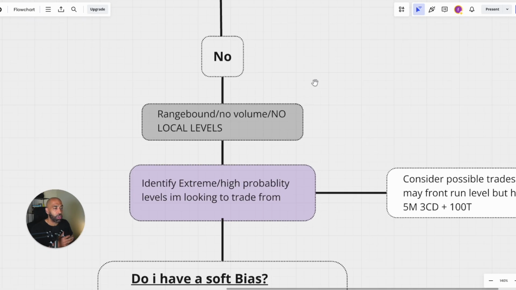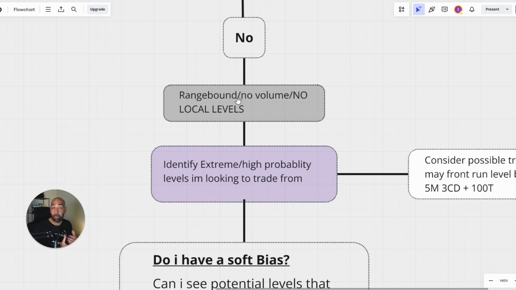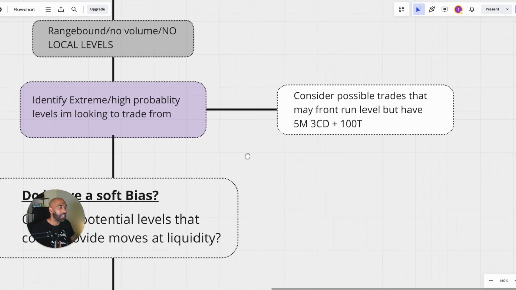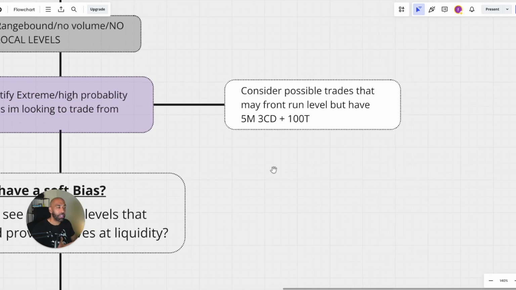And that's why we've got in here, maybe it's a range bound day, maybe there's no volume, maybe the books are thin on the Bookmap, there's no liquidity, there's no big orders. So we have to look at that. If that is the case, I still need to identify my high probability levels that I'm looking for to trade. Whereas this time, I may consider possible trades that may front run my levels.